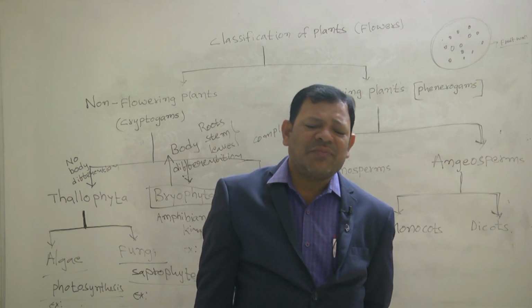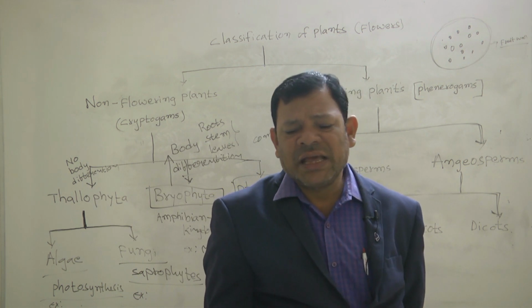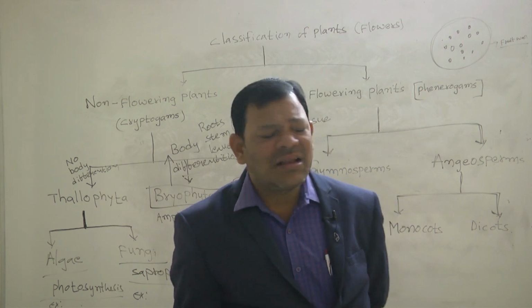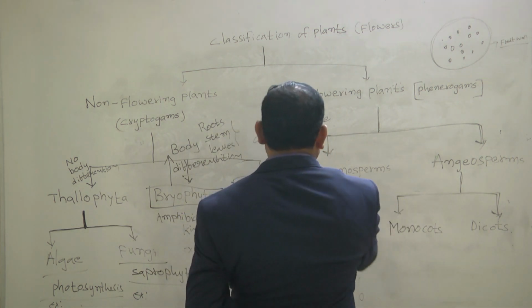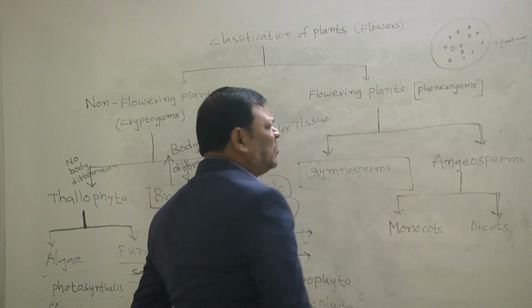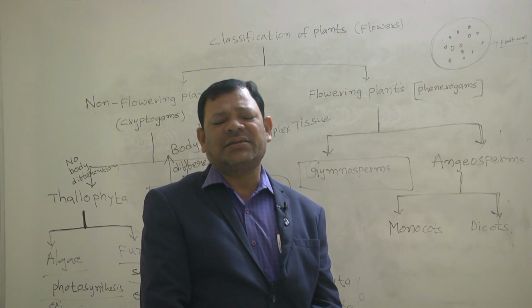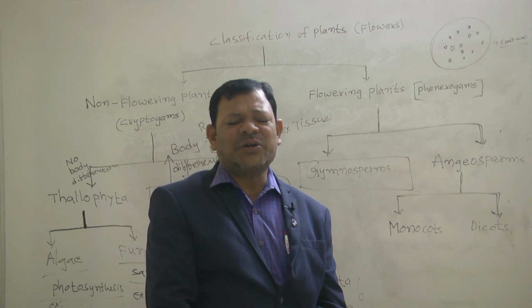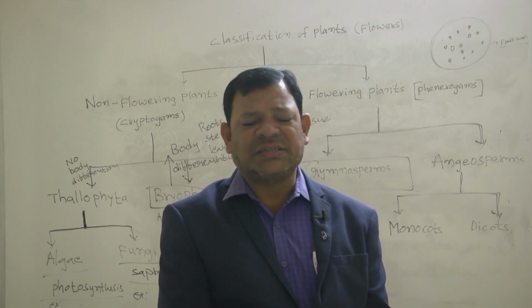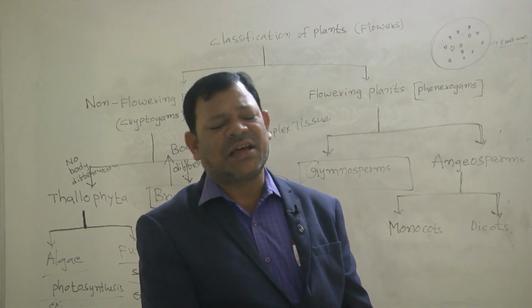Okay, some plants have no fruit wall, so that is called naked seeds. Naked seeds are present especially in the gymnosperms. Characteristic features: in gymnosperms, naked seeds are present. In angiosperms, the fruit wall is present, and inside that fruit wall the seeds are present.